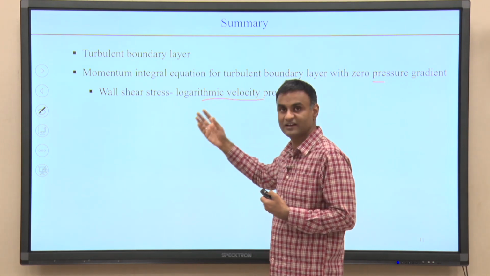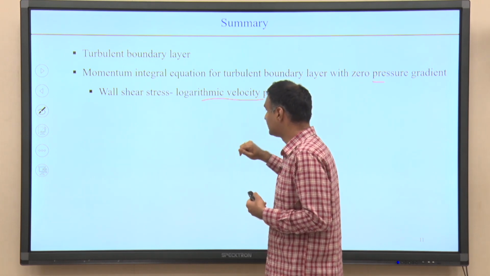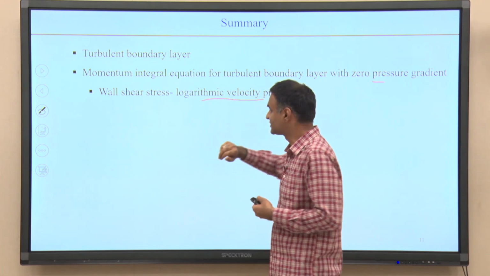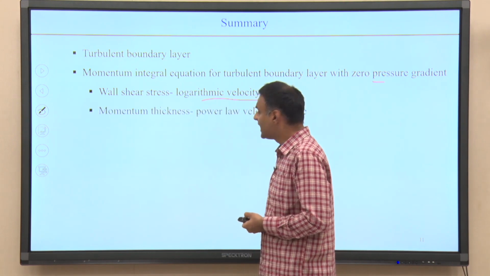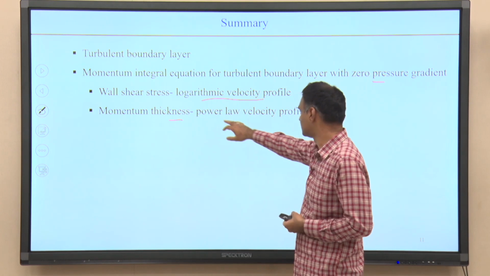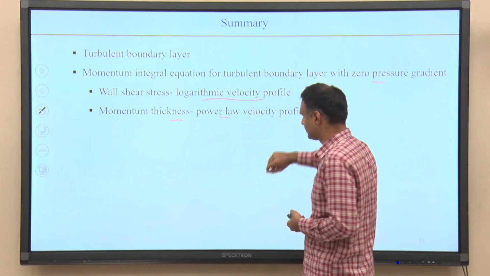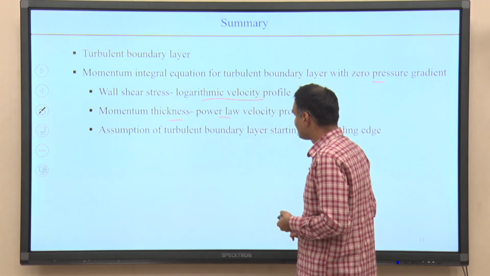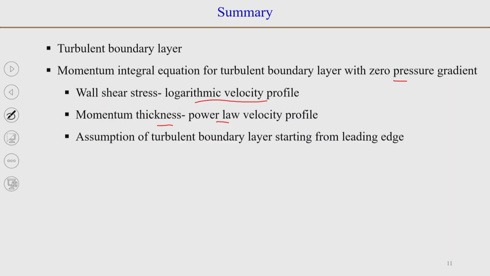which is valid near the wall region. So, we used that velocity profile to calculate wall shear stress, and then for momentum thickness we used a power law velocity profile. We also assumed that the turbulent boundary layer starts from the leading edge, and using all those assumptions we derived the expressions for turbulent boundary layer thickness and CF, or the skin friction coefficient.